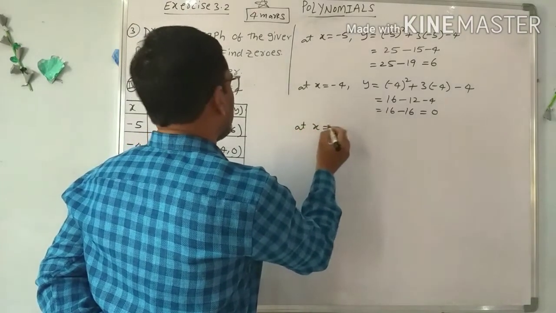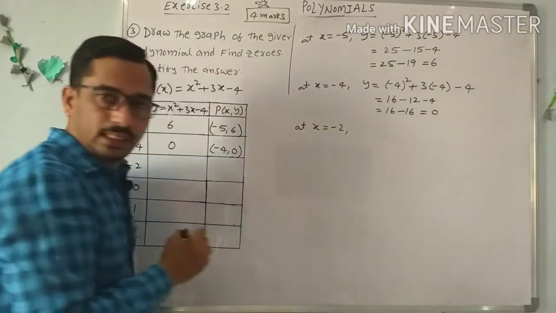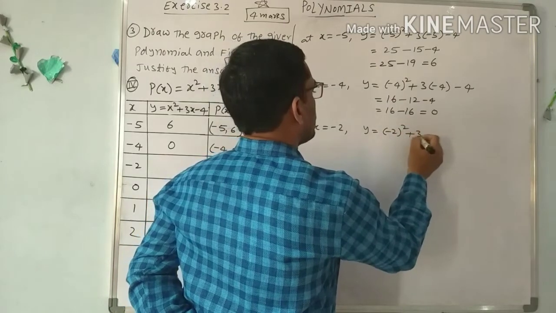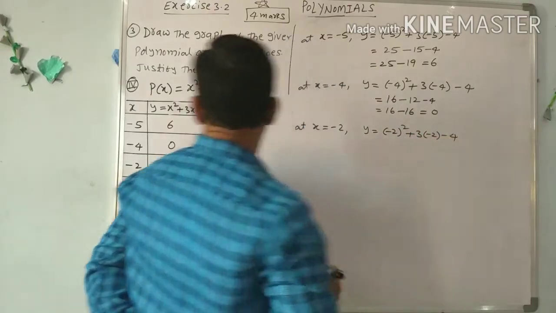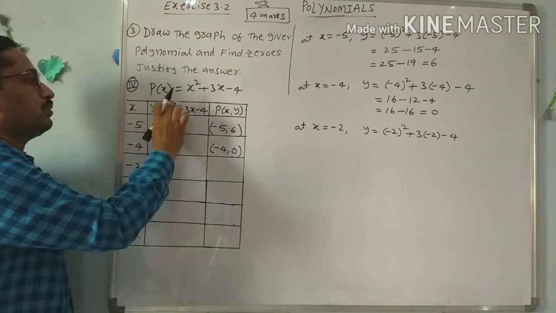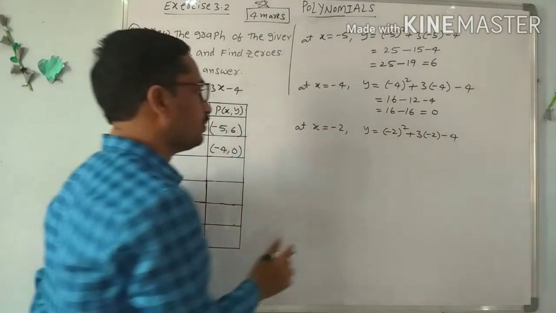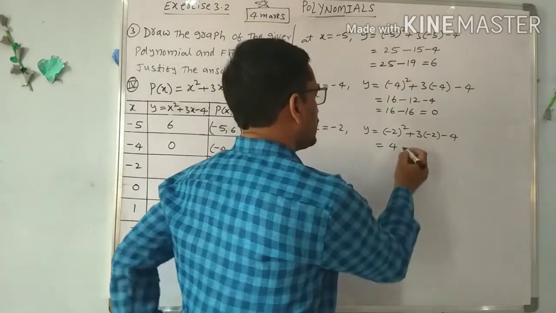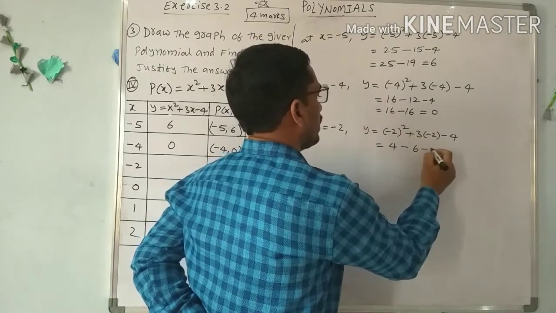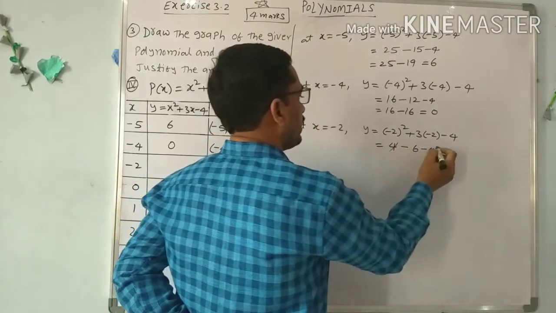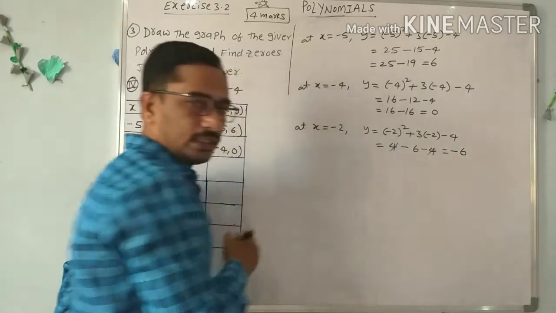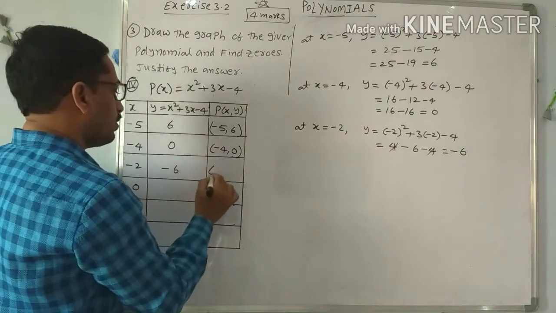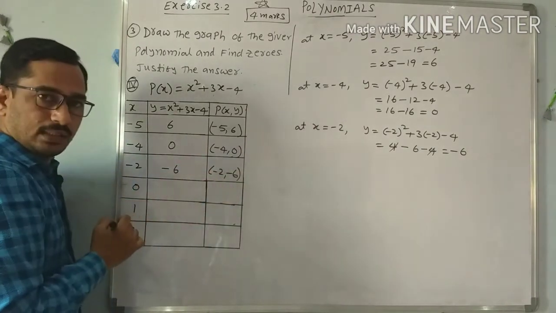Next at x equal to -2, substitute x equal to -2. So y equal to (-2)² + 3 × (-2) - 4. Here (-2)² value 4, next plus 3 × (-2) is -6, -4. Plus 4 minus 4 cancel. Now answer is -6. So at x equal to -2, y value is -6. So coordinate (-2, -6).